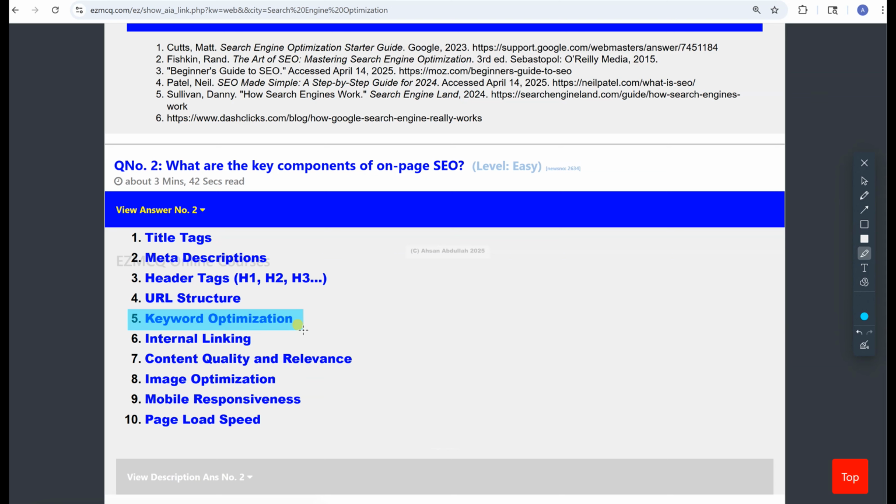Then is the internal linking. Internal linking means how to navigate within your website. That not only guides the users to take them to the related content, but it also improves the navigation. And this helps the search engines or the bots or the spiders in crawling your site more efficiently, and it enhances the overall SEO performance.